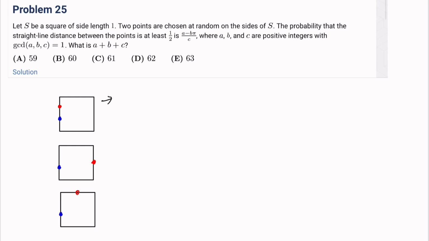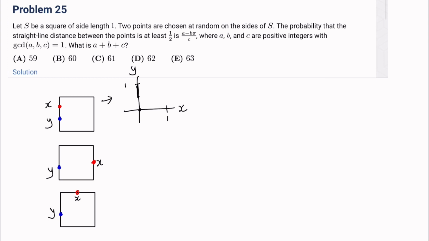And so for here, let's call the red one x and the blue one y. So this is y, and the red one would be x, right? And since the distance between the points has to be at least 1/2, right? If we plotted x and y, x can go from 0 to 1, and y can go from 0 to 1. So if x is 0, y can go anywhere from 1/2 to 1, right? Because their distance has to be at least 1/2.